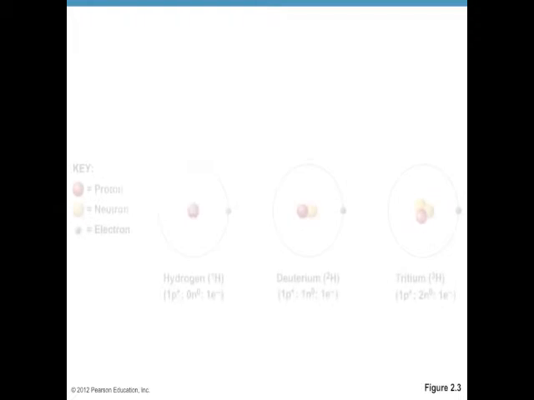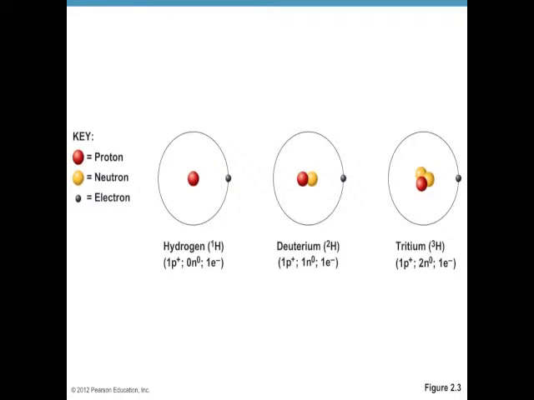Here's an example of a hydrogen. Remember, I told you hydrogen can change from one type of hydrogen to another if we change the number of neutrons. However, it doesn't cease being a hydrogen. Here we have H1, or 1H, which just means normal hydrogen.